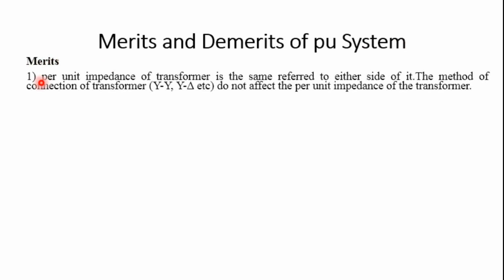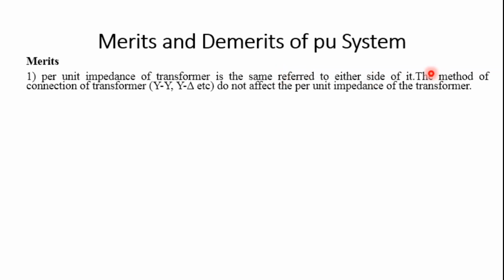The first one is the per unit impedance of the transformer is the same referred to either side of it. So the method of the connection of the transformer does not affect the per unit impedance of the transformer. It means that if you are transferring from primary to secondary or from secondary to primary, these per unit impedance values won't affect the system.